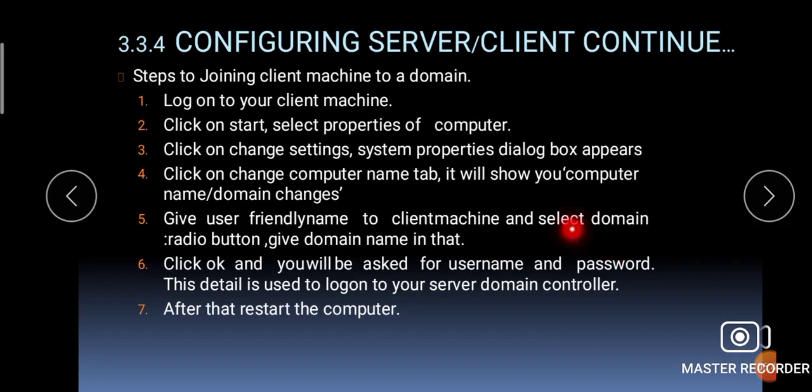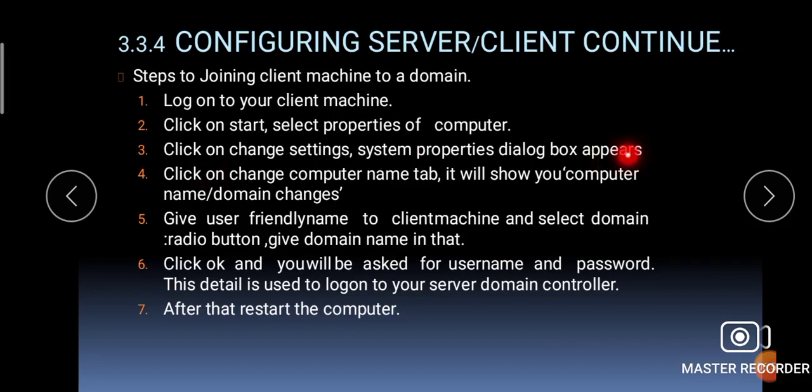It's known as a domain controller. So the steps for joining a client machine to a domain are as follows. Log on to your client machine, click on Start, select Properties of Computer, then click on Change settings.